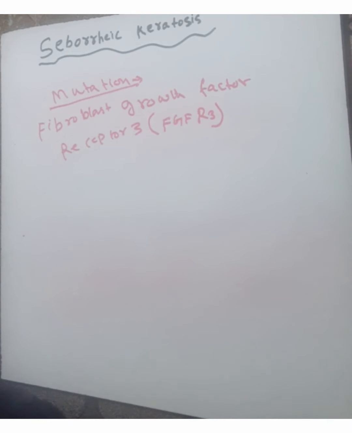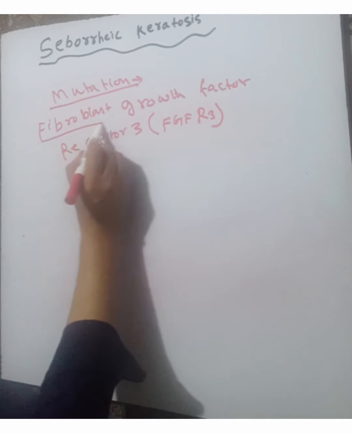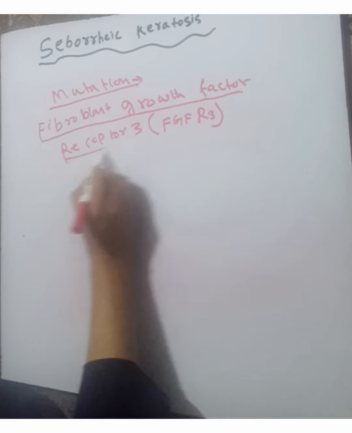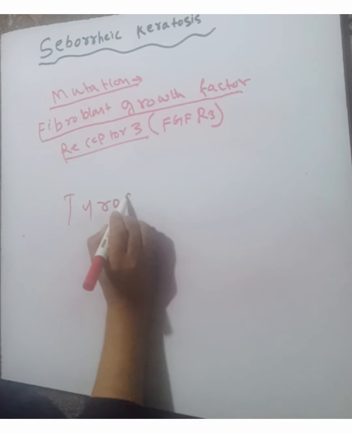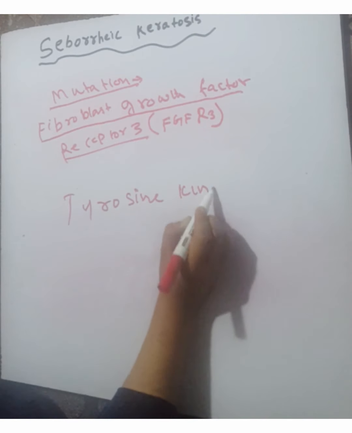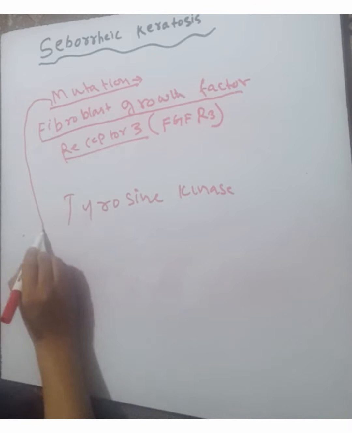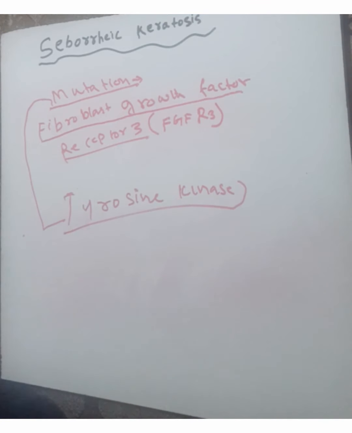Why do seborrheic keratosis plaques occur? Because of the fibroblast growth factor receptor 3 mutation. Seborrheic keratosis also occurs with a mutation in tyrosine kinase.